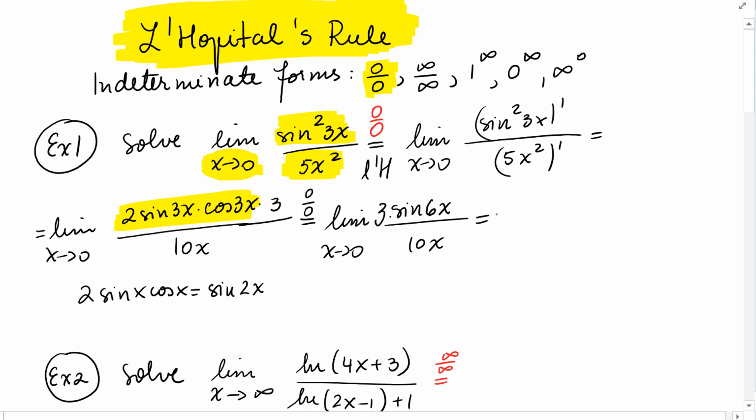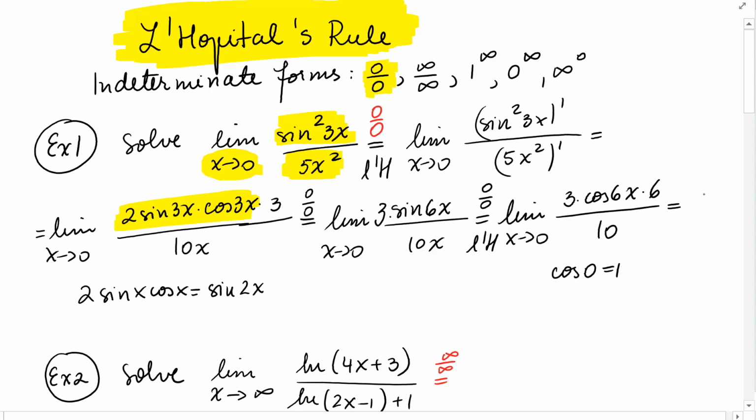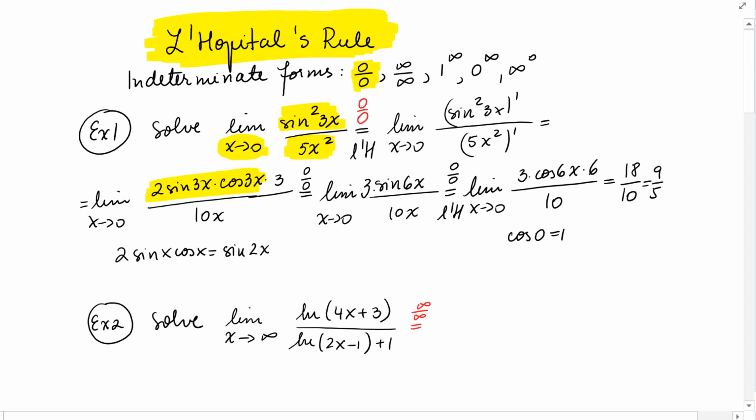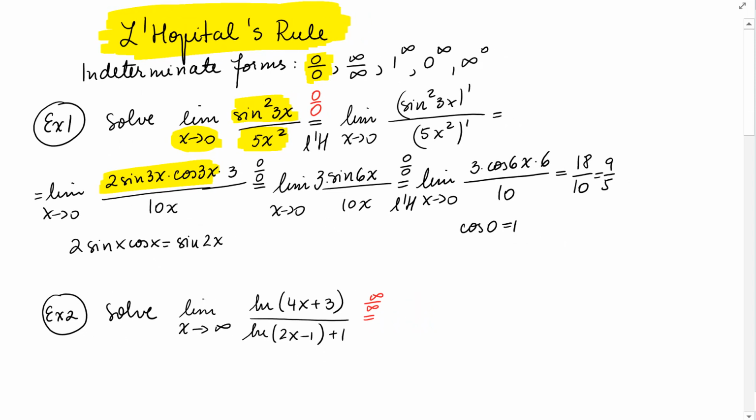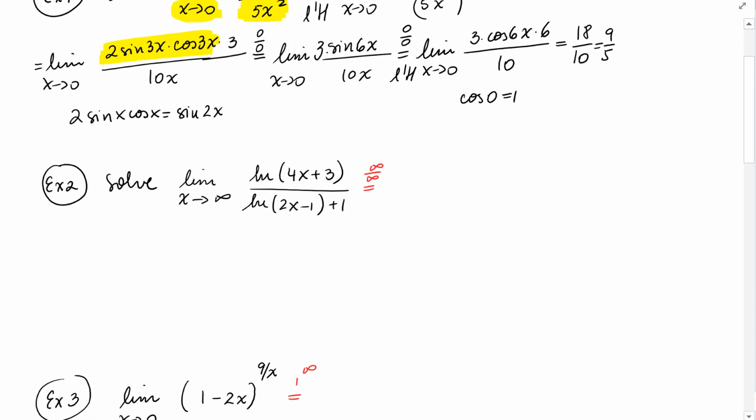So again, we have 0 over 0, so we apply L'Hopital one more time. So we get limit as x is approaching 0. We differentiate the numerator, which is 3 times cosine of 6x times 6, and we differentiate the denominator, which is 10. Now when we plug in 0, cosine of 0 is 1, so we get 18 at the numerator, 10 at the denominator, which is 9 over 5. So we did the first problem. Let's take a look at the second problem.